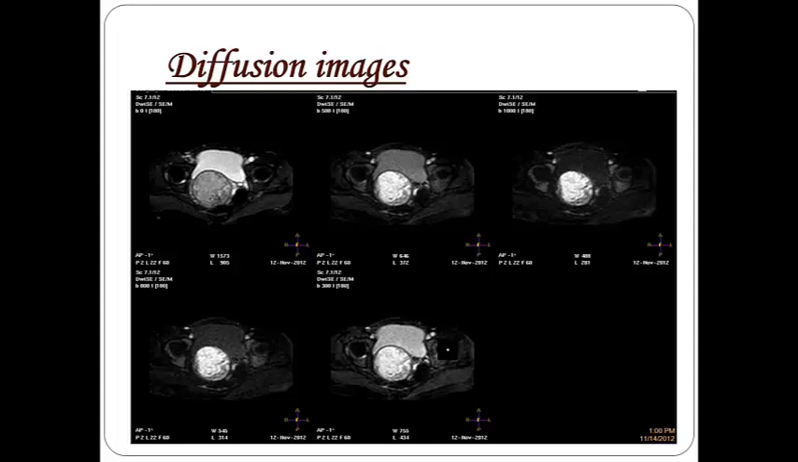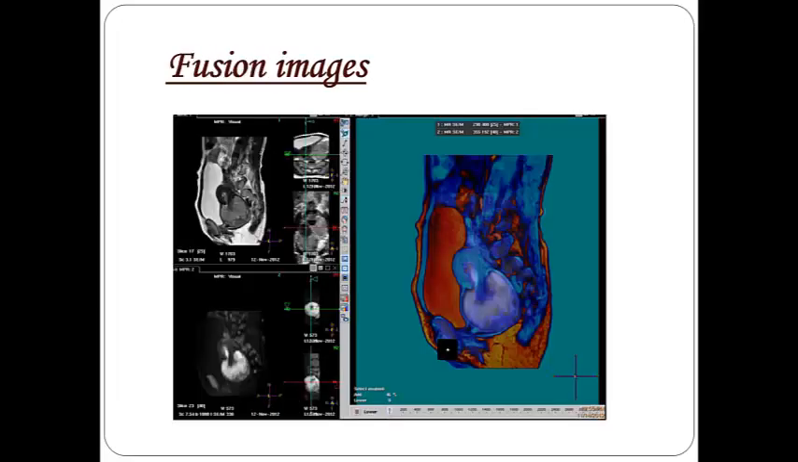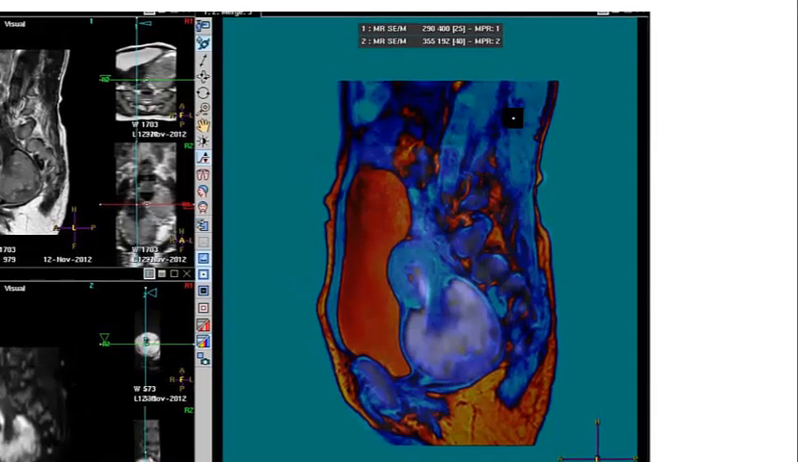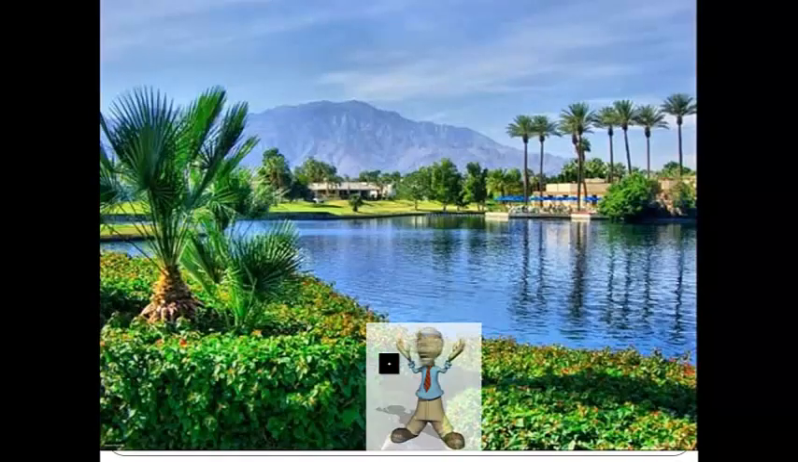It is restricted on diffusion weighted images, and this is because it's malignancy. And also there is restriction in the adnexal part. This is fusion imaging showing the cervical carcinoma extending to the endometrium and the lower uterine segment. So this case shows many of the stages that you can see in cervical cancer.